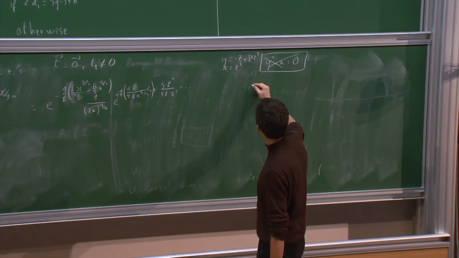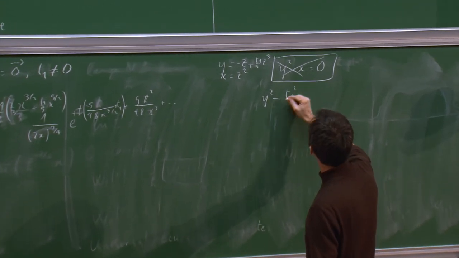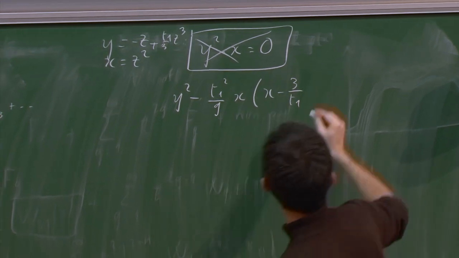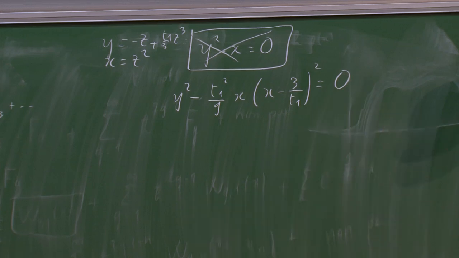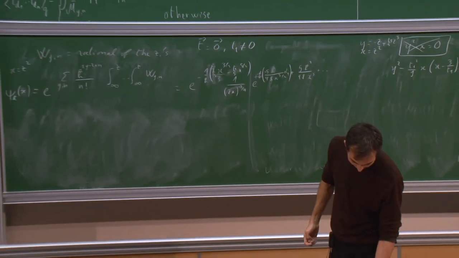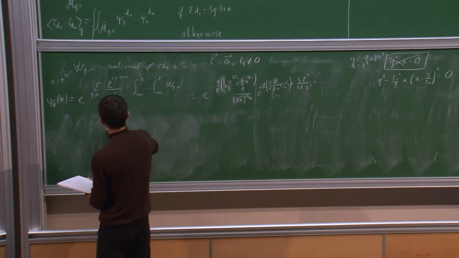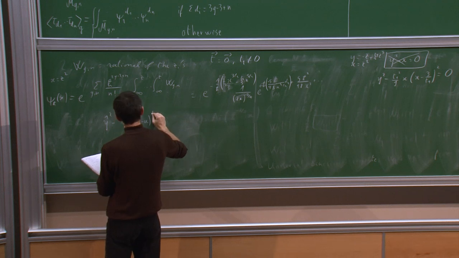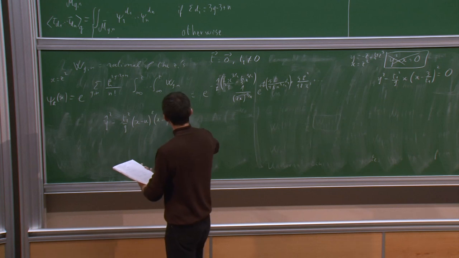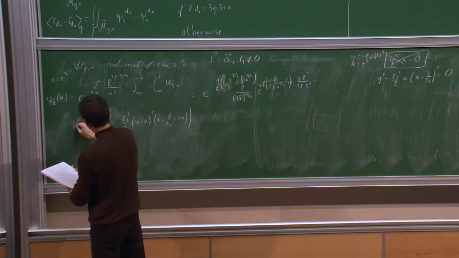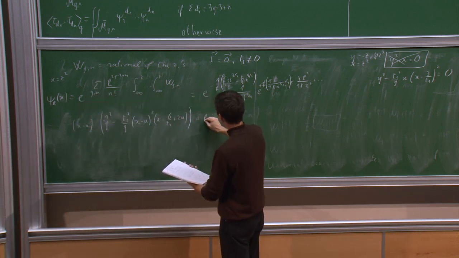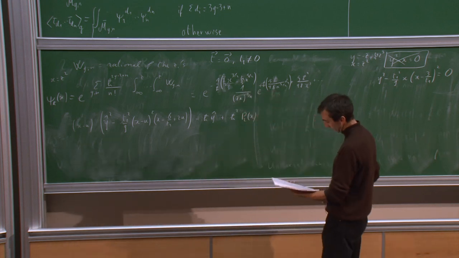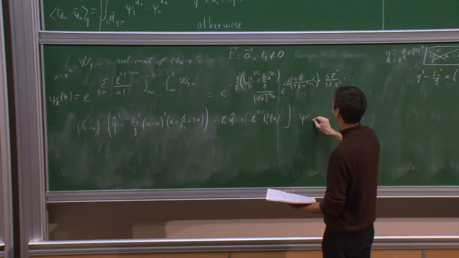The equation is now y square minus t1 square over 9 x times x minus 3 over t1 to the square equals 0. So now this is the classical curve. And what will be the operator annihilating psi? Well, the operator annihilating psi will look a little bit like that. It will be y hat square minus t1 square over 9, let me write it, x minus u to the square, x minus 6 over t1 plus 2u, and multiply by x minus u, plus minus h bar y hat plus h bar square times a polynomial of degree 2 of x, which I'm not going to write, but which does not contain y, psi equals 0.